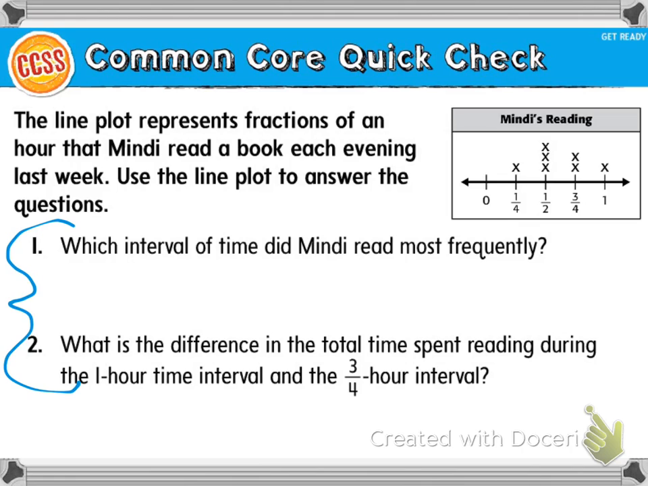Well, if I look at my line plot right here, Mindy's reading, there are no x's over the 0. There's 1 x over 1/4. There are 3 x's over 1/2, do you see this? 2 over 3/4, and 1 over 1. So the interval of time that she read most frequently was the one with 3, because it has the most x's there. So 1/2.